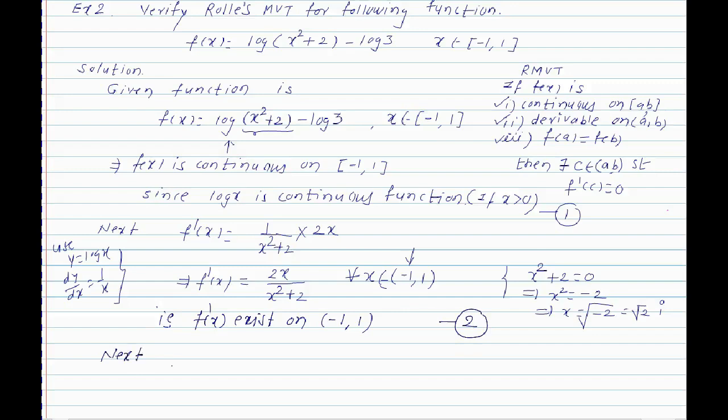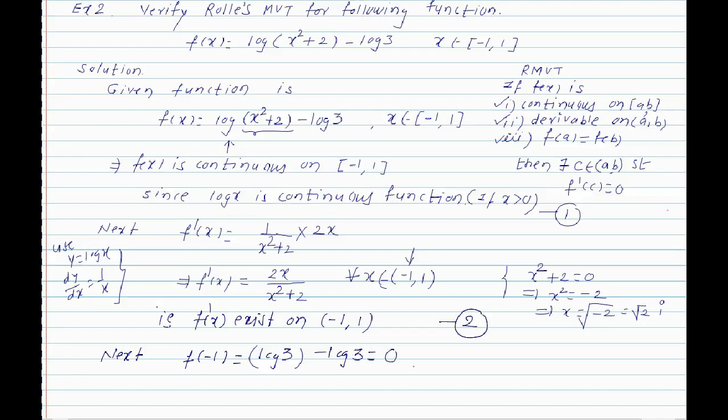Next we find values of f of x at end points. What is the value of f of x at x equal to minus 1? Put x equal to minus 1, we get minus 1 square is plus 1, plus 1 plus 2, so we get log of 3 minus log of 3, so the difference is 0.